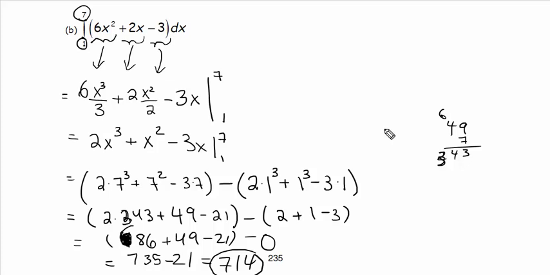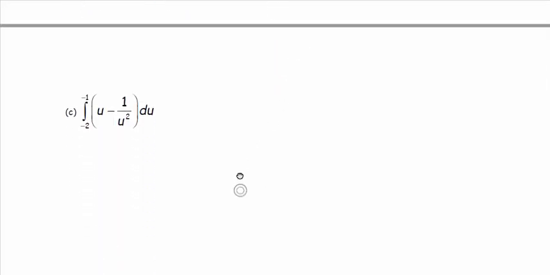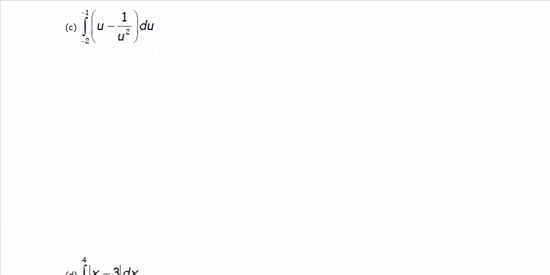Now it's time for another example of this. Again, we're just going to do a lot of examples of finding the antiderivatives and then substituting in the numbers and using the Fundamental Theorem of Calculus. So, example C. Integral from -2 to -1 of u minus 1 over u squared du. So I'm going to rewrite this as u minus u to the -2 because it might be easier for you to find the antiderivative that way.